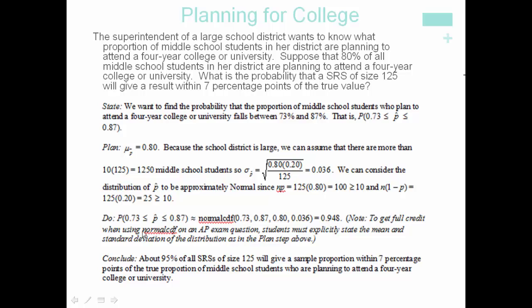And here's a note: to get full credit when using normal CDF on an AP exam question, students must explicitly state the mean and standard deviation of the distribution as in the plan step above, meaning you have to show these two values. Conclusion: about 95%, so this is 94.8 or 95% of all simple random samples of size 125 will give you a sample proportion within 7 percentage points of the true proportion of middle school students who are planning to attend a four-year college or university.